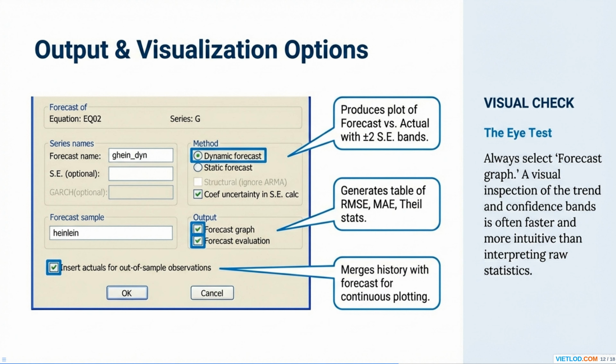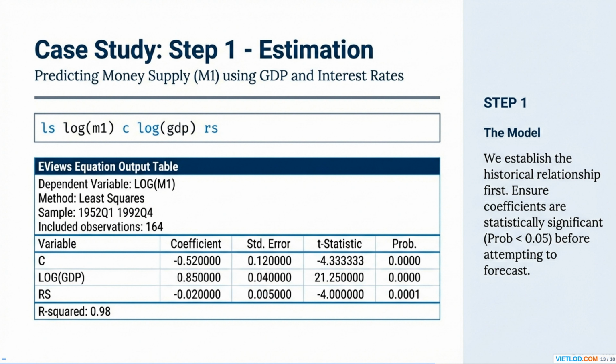Complementing this, selecting Forecast Evaluation generates a table of key accuracy metrics such as RMSE, MAE, and the Theil statistics, which we discussed earlier. Finally, checking the option to Insert Actuals for out-of-sample observations is important as it merges your historical data with the forecast, providing a continuous plot that greatly enhances the visual assessment of your model's predictive power.